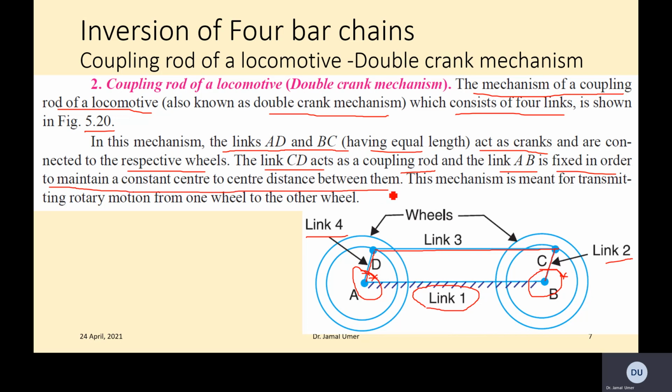Of course, the wheel has to be kept at a constant distance. So this mechanism is meant for transmitting rotary motion from one wheel to other wheel. This is also quite popular mechanism which has been available in locomotive. We still have some of the mechanisms like that available.